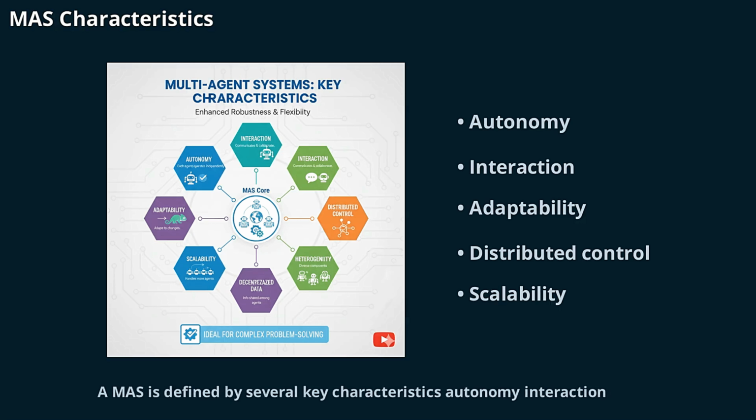A MAS is defined by several key characteristics: autonomy, interaction, adaptability, distributed control, scalability, heterogeneity, and decentralized data. Each agent operates independently, communicates with others, adapts to changes, and contributes to the system's overall effectiveness. This decentralized approach enhances robustness and flexibility, making MASs ideal for complex problem-solving.